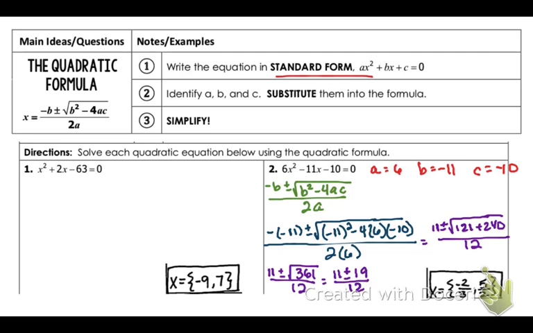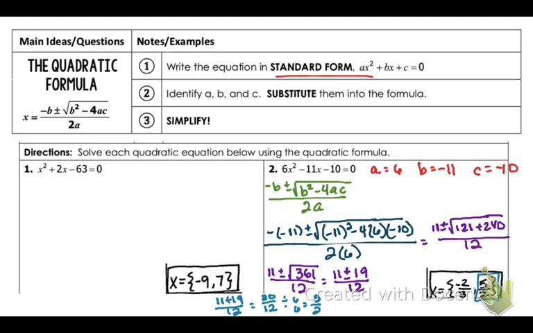So for the first case, I'll write it down here. I'm going to have 11 plus 19 divided by 12. So that's going to give me 30 divided by 12. And we can simplify this by 6. So this is going to give me 5 over 2, which checks out with 5 over 2 over here.